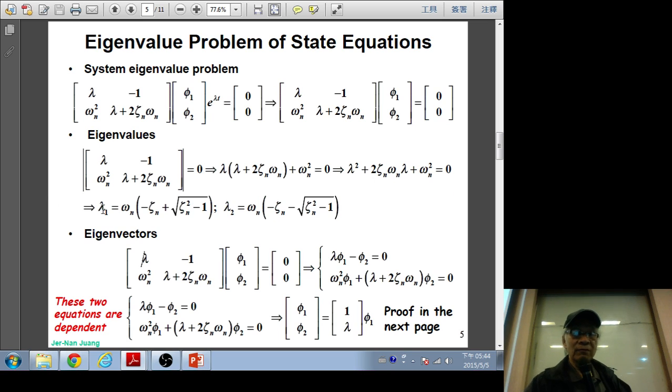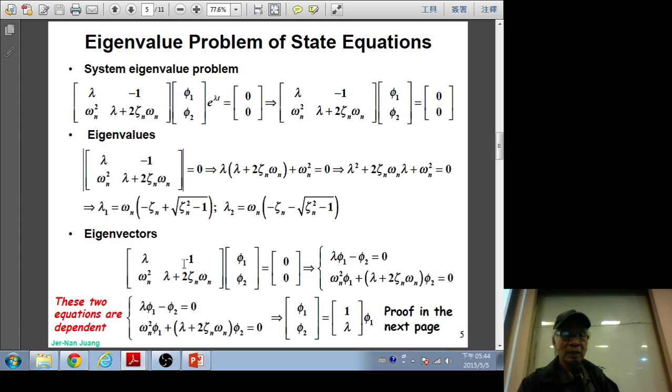And so our eigenvalue will be lambda 1 equal to omega n times parenthesis minus zeta n plus square root of zeta n squared minus 1. And lambda 2 is the same thing, omega n times minus zeta n minus square root of zeta n squared minus 1. So we know that these eigenvalues are the roots of the characteristic polynomial. Okay, that's eigenvalue. How about eigenvectors?